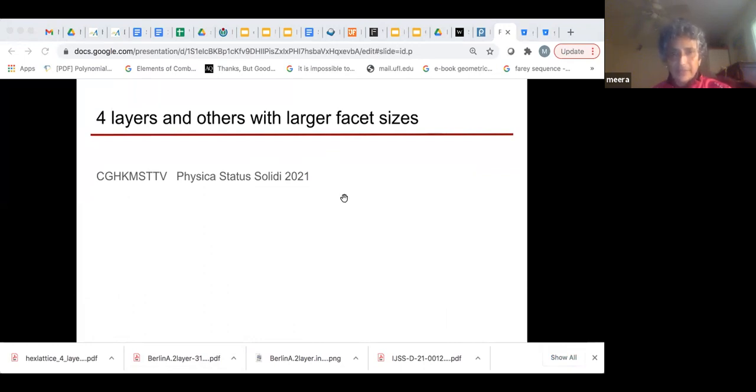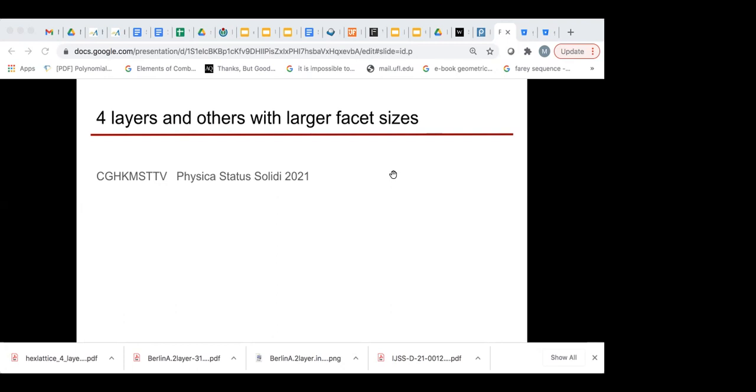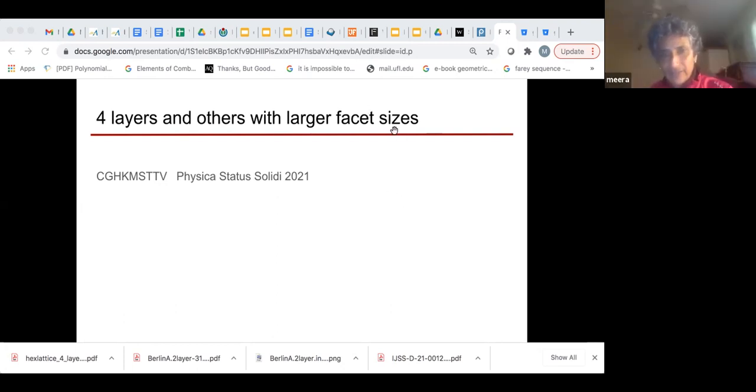The Berlin one has even larger facets. There's only 2 layers of the Berlin graph. When we use 2 layers, we need to add some extra edges because it's not isostatic when you just take a small piece of it. But we have to add some boundary edges, which we call boundary stiffening.